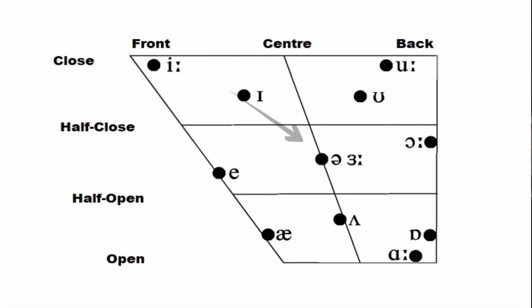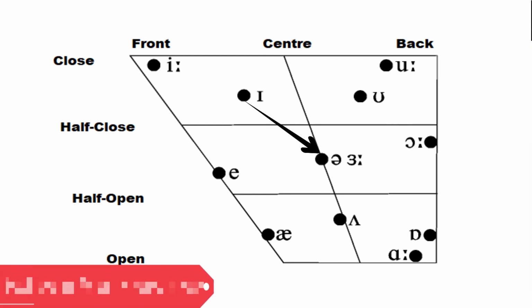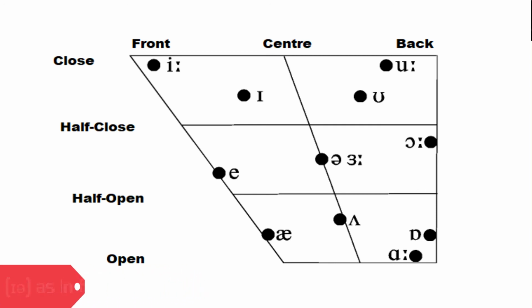And now we are going to talk about the centering diphthongs. So the first centering vowel that we have is ear, as in fear. The tongue moves from half close front to half open center.